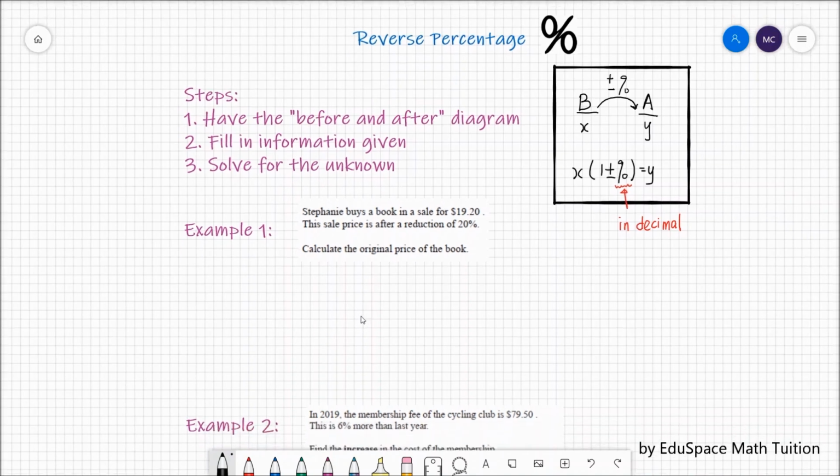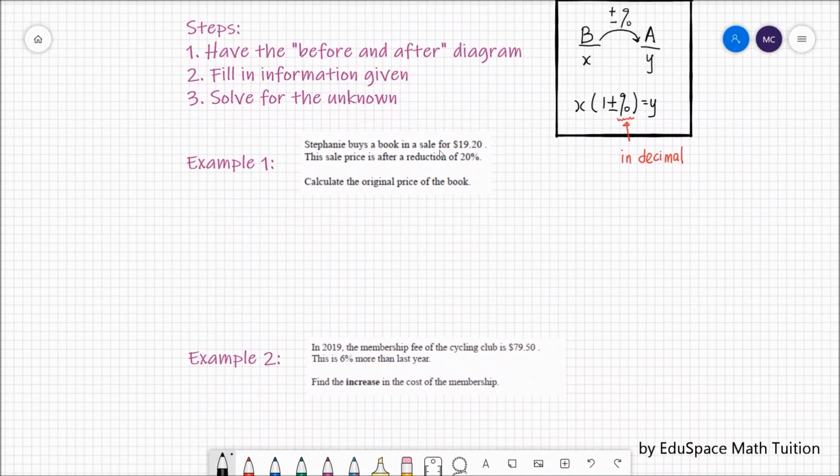Let's look at example 1. Stephanie buy a book in a sale for $19.20. This sale price is after a reduction of 20%. Calculate the original price of the book.